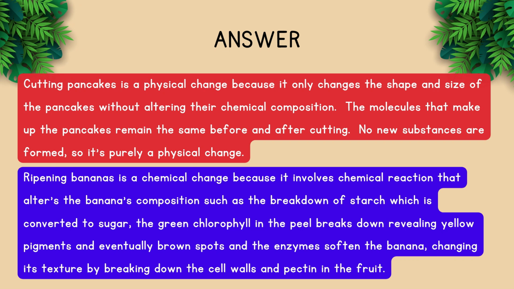Ripening bananas is a chemical change because it involves chemical reactions that alter the banana's composition, such as the breakdown of starch, which is converted to sugar. The green chlorophyll in the peel breaks down, revealing yellow pigments and eventually brown spots, and the enzymes soften the banana, changing its texture by breaking down the cell walls and pectin in the fruit.